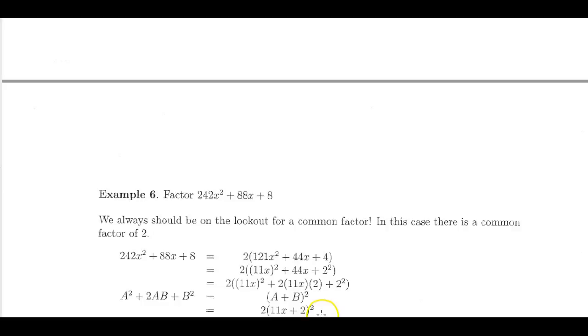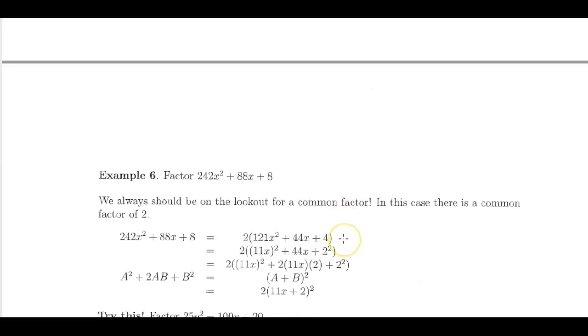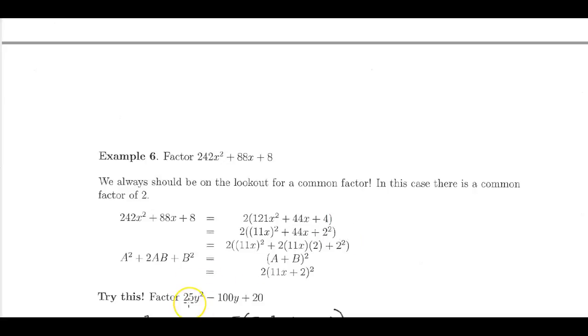So we can take 2 times 11x plus 2 quantity squared to bring us back to the original polynomial. So what I suggest you do is you FOIL that back out and make sure it multiplies back to give us this product. And I think we're doing all the right things along the way. So we have a rationale to think that this is correct. Okay? So let's try this one.